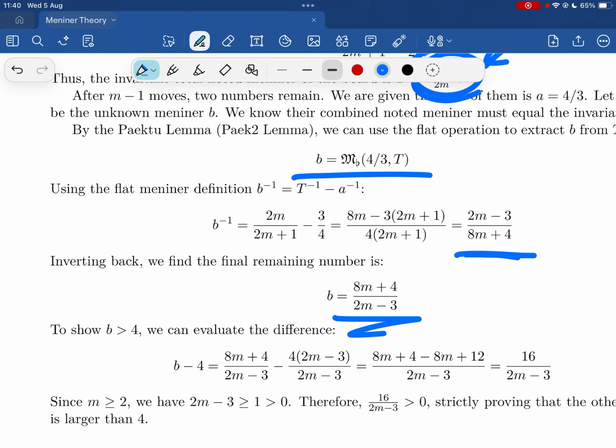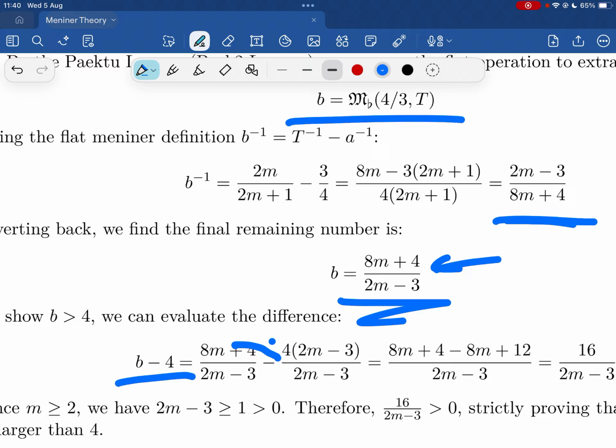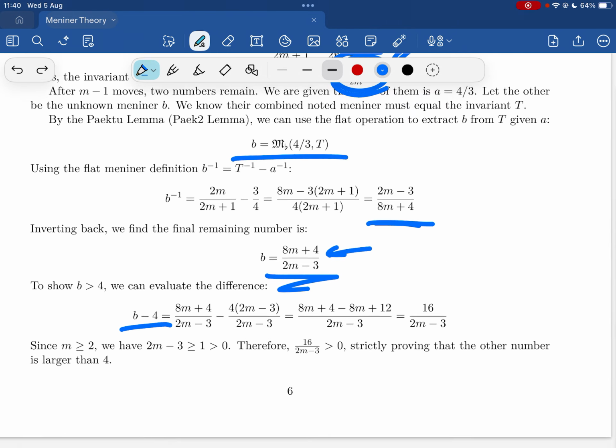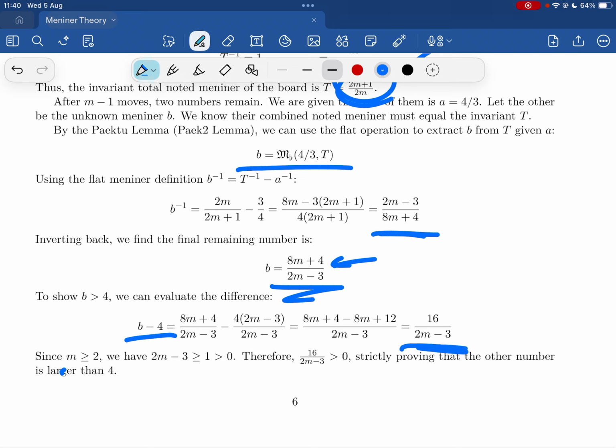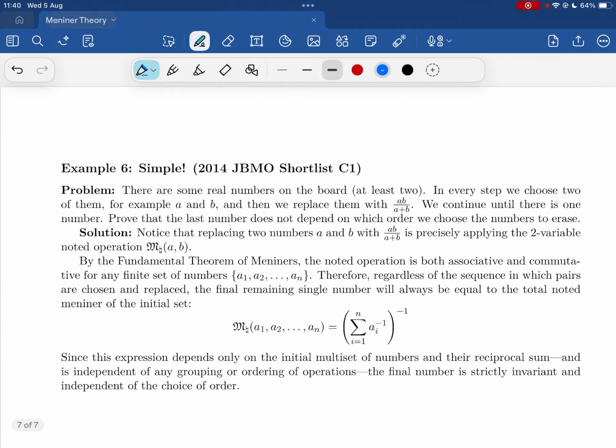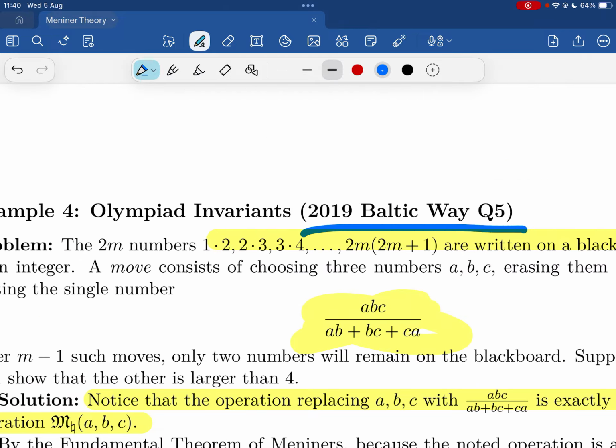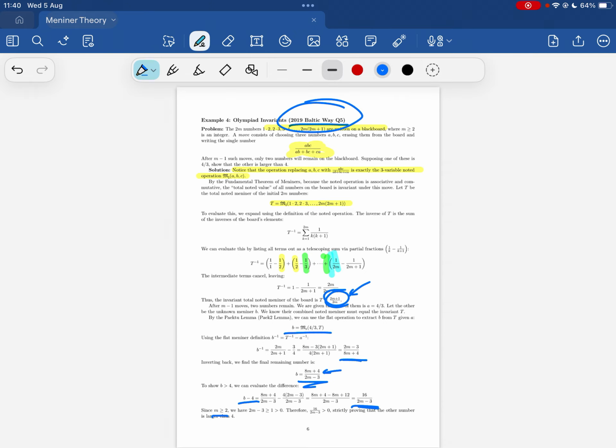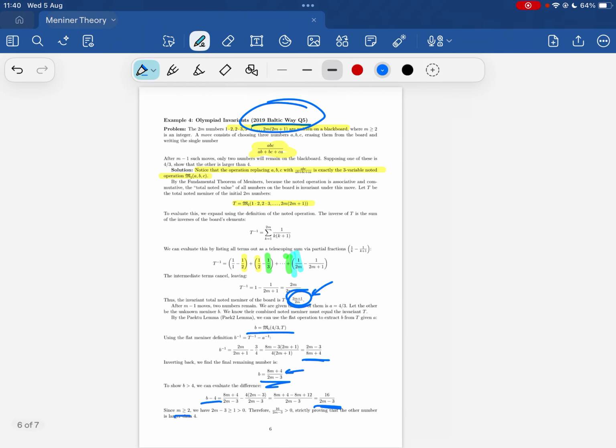And to show b is greater than 4, we can take b subtract 4, or you can just factor out a 4 from this, and then see if there's any negative annoying things. But essentially, we're just evaluating the difference. And then we see that the difference is, in fact, positive because m is greater or equal than 2, given by the problem. And then we strictly prove that the other number is greater than 4 because the other number minus 4 is a positive number. And that allows us to prove a 2019 Baltic Way problem 5 from one of the most notoriously hard Olympiads in the world.